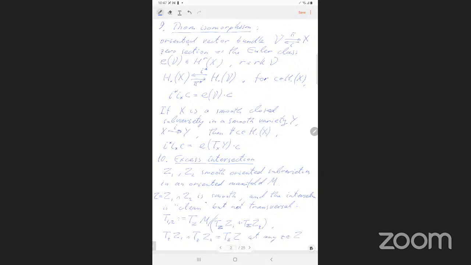Okay, but for example, by not transversal intersection, I mean that they can coincide. Z1 can coincide with Z2. Yeah, the intersection will be again smooth. It'll be the same as Z1 and Z2, and this condition of cleanness will be clearly satisfied, but it will not be a transversal intersection.